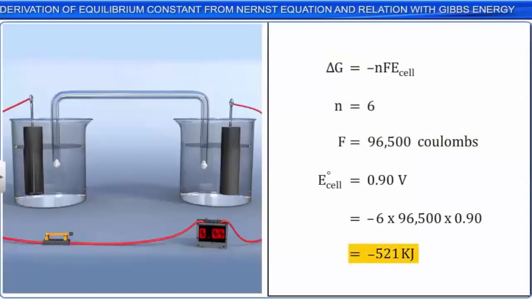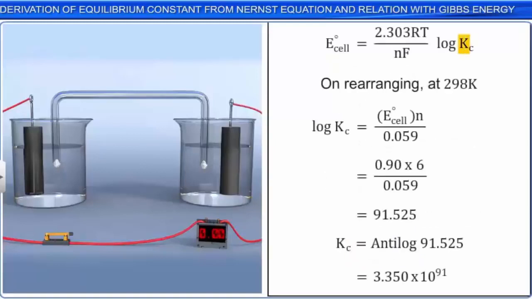You can find Kc from E cell. Start with the equation relating E cell and Kc. Rearrange to find log of Kc and substitute. Log of Kc is equal to 91.525. So, we end up with a Kc value of 3.350 times 10 to the power 91.